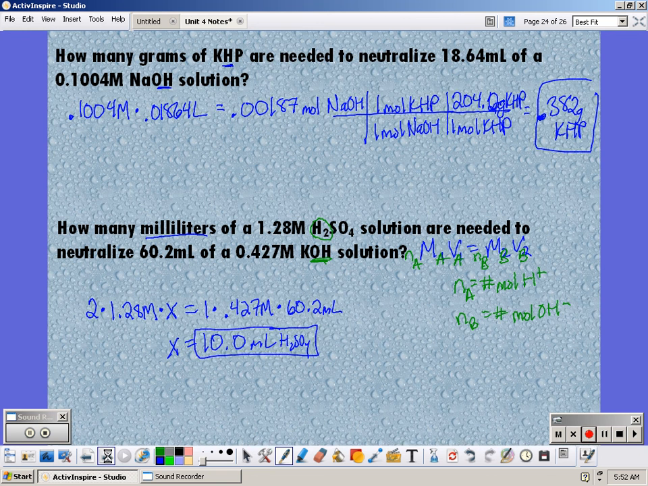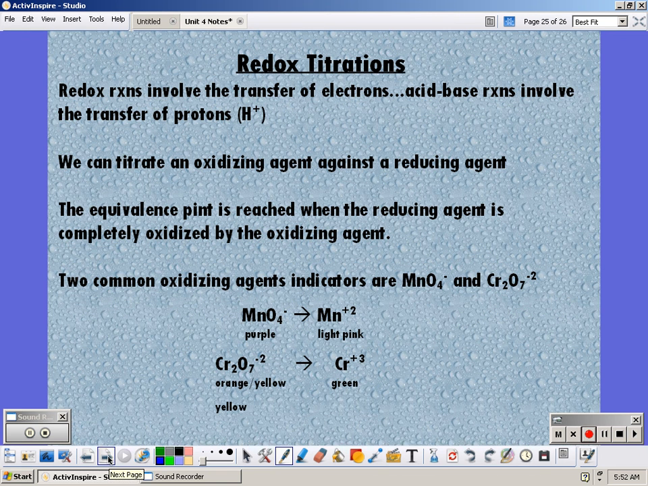A redox titration is very similar, except the redox titration involves the transfer of electrons, where the acid-base involves the transfer of protons, or the H+. So we can titrate an oxidizing agent against a reducing agent, just like we can titrate an acid against a base. The equivalence point is reached when the reducing agent is completely oxidized by the oxidizing agent.